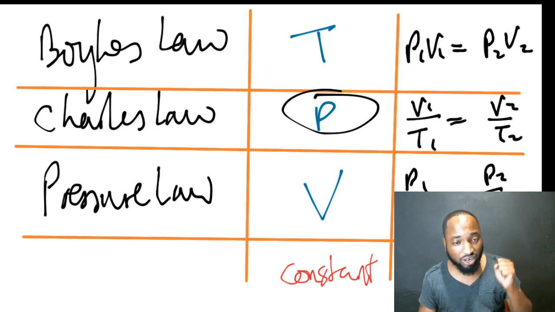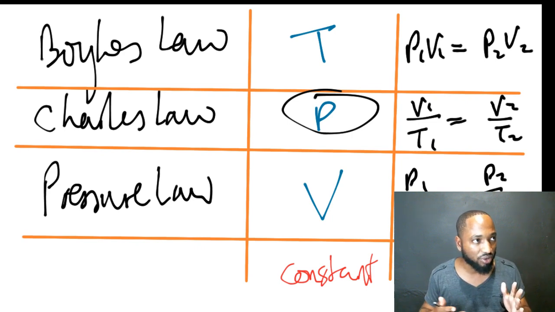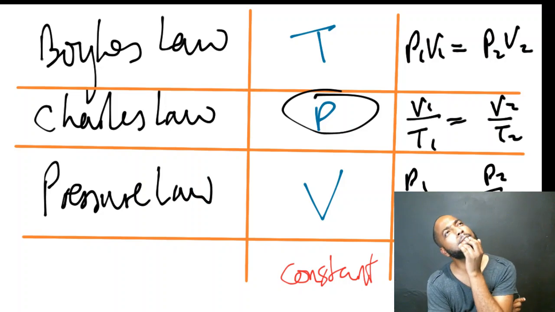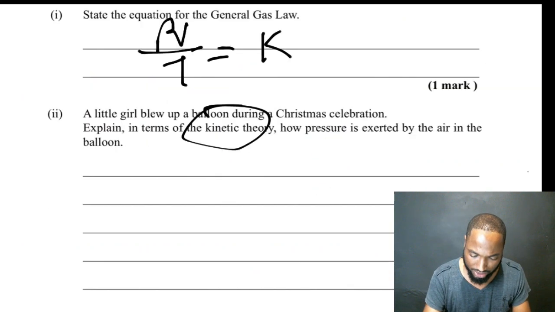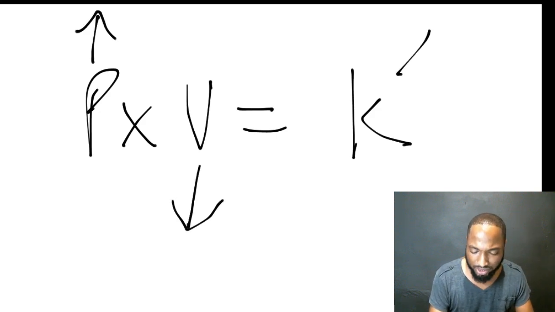If you keep the pressure constant and you're sending the temperature up, well, then the volume must increase as well. But if you keep the temperature constant, like the gas is at constant temperature, and there's an increase in volume, and you keep the temperature the same, the pressure, I can't explain it like that. The pressure multiplied by the volume must be equal to a constant. So as this goes up, this must go down to maintain the constant.